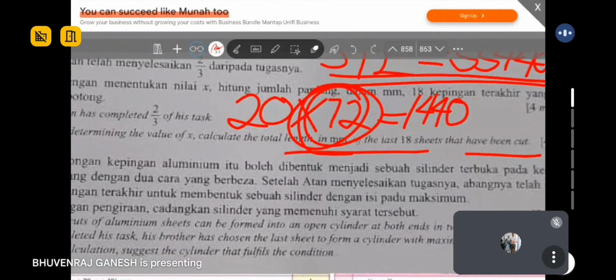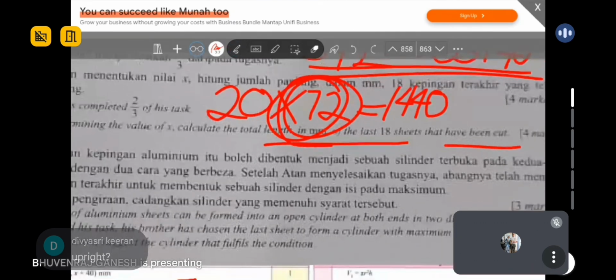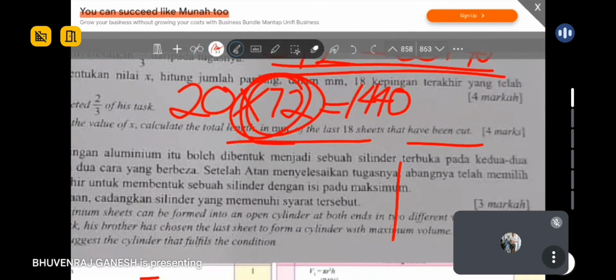Kalau saya nak bagi dia bentuk dia dalam dua cara. So can you describe to me? Cuba huraikan bagi saya. What are the two different ways? Anyone? Cuba saja, jangan risau. What are the two methods you can think of? Anyone? Hello? What are the two methods I can form a cylinder? Yes, the first method is the cylinder looks like this.